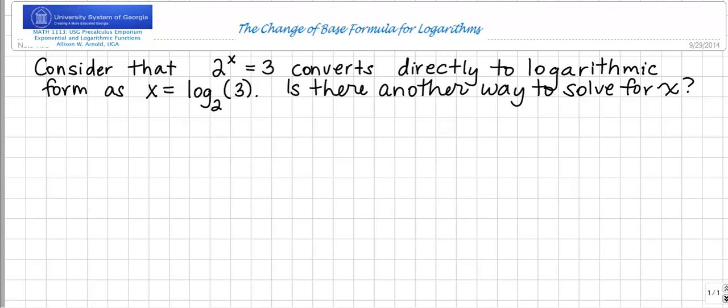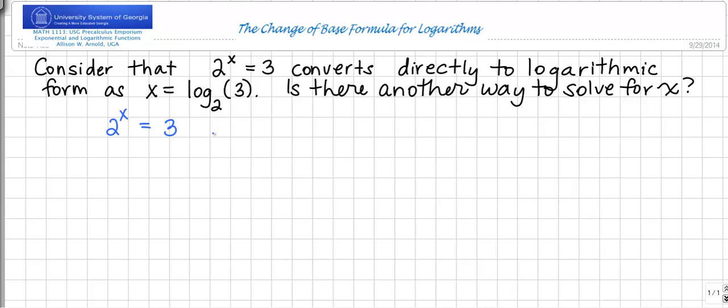Let's take a look at solving a basic exponential equation using the definition of a logarithm. So, for example, if we have 2 to the x equals 3, then the power x is written as log base 2 of 3, which is a perfectly appropriate way to solve for x. Now, oftentimes we want to use logarithms that are base 10 or e because those are most conveniently located on our calculator. So let's look at an alternative approach to solving this equation and see where it leads us.